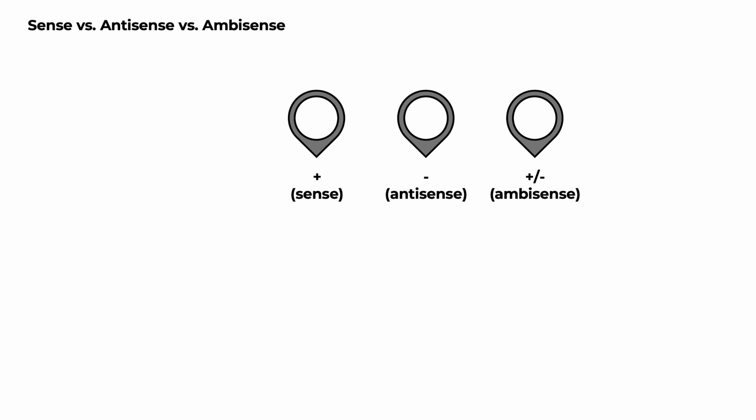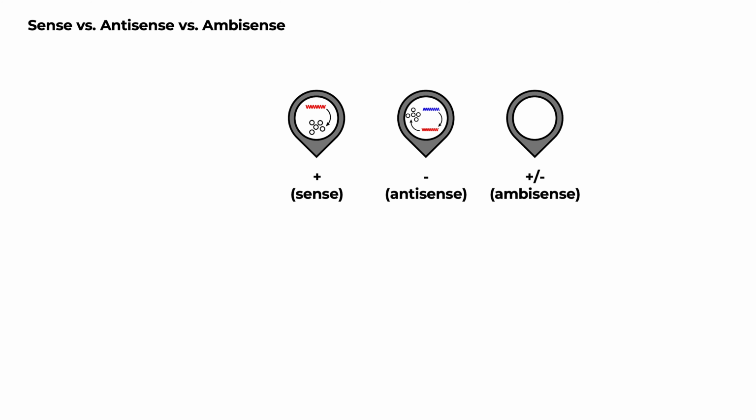Sense, we commonly represent as a plus, antisense as a minus, while ambisense will be a plus/minus. What does the sense strand mean? The sense strand usually refers to the RNA that can be used immediately to produce functional proteins, while the antisense strand must first be transcribed into another RNA before it can be used to produce functional proteins.